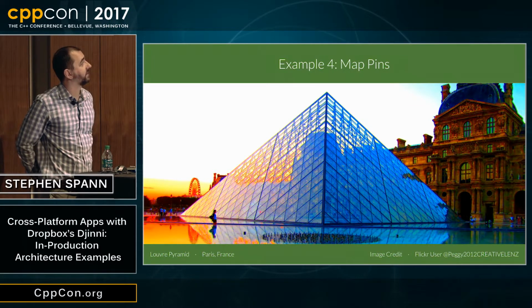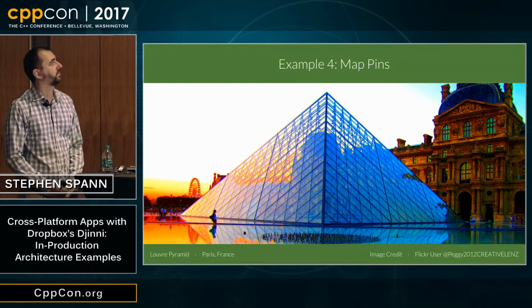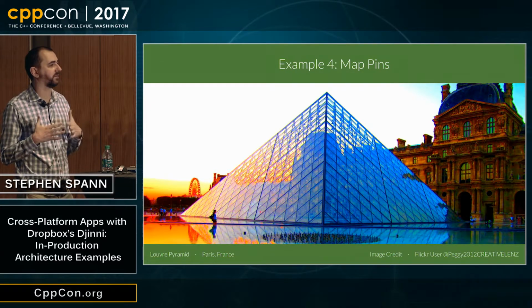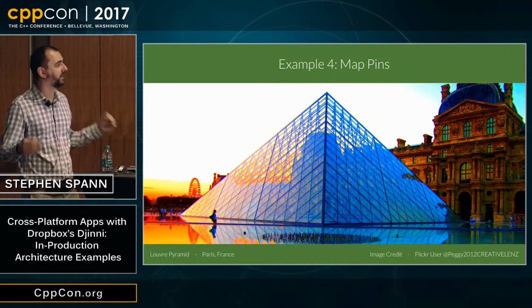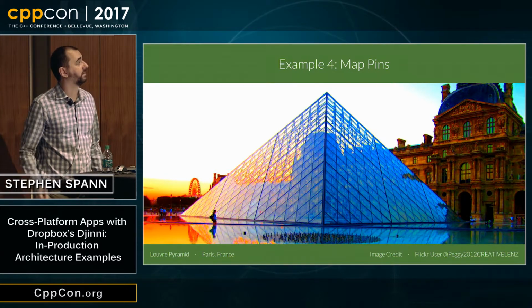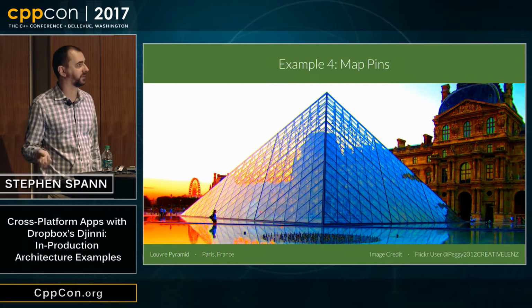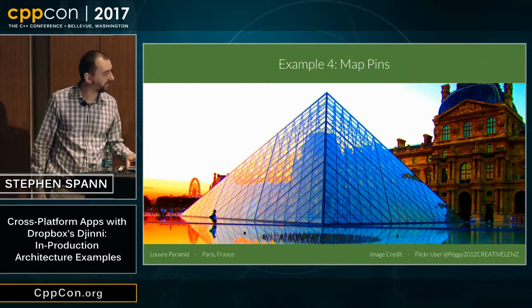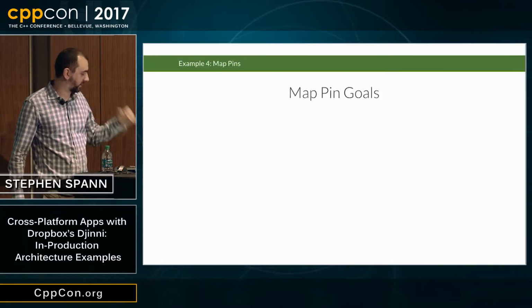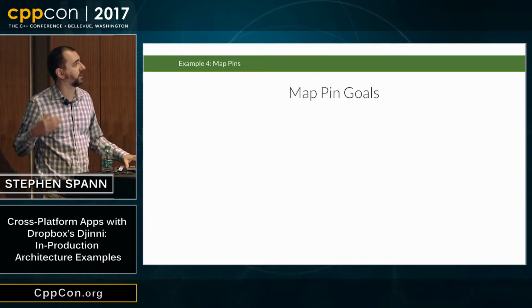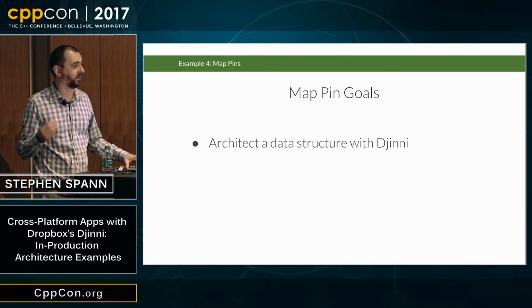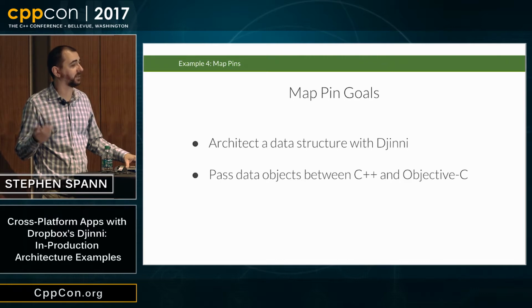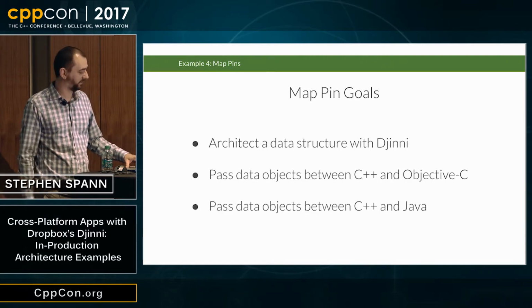So this is going to be the last example. So far we've only talked about interfaces and methods talking to each other. MapPins is going to talk more about data structures, which we can also do with Djinni. Thankfully, it's a lot more simple. So our goals here are: we're going to architect the data structure with Djinni in our IDL file, pass data objects between C++ and Objective-C, and pass data objects between C++ and Java.